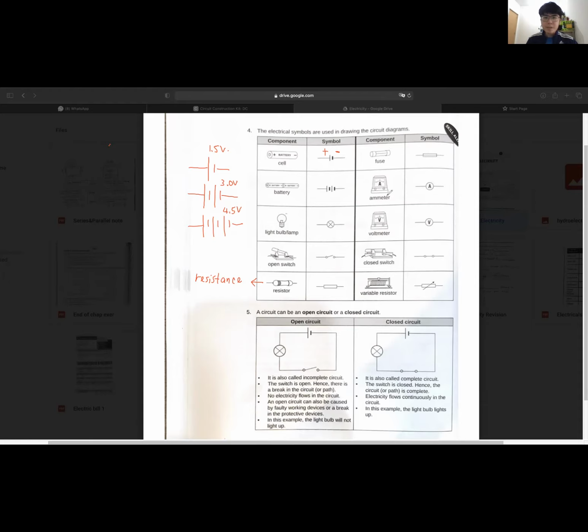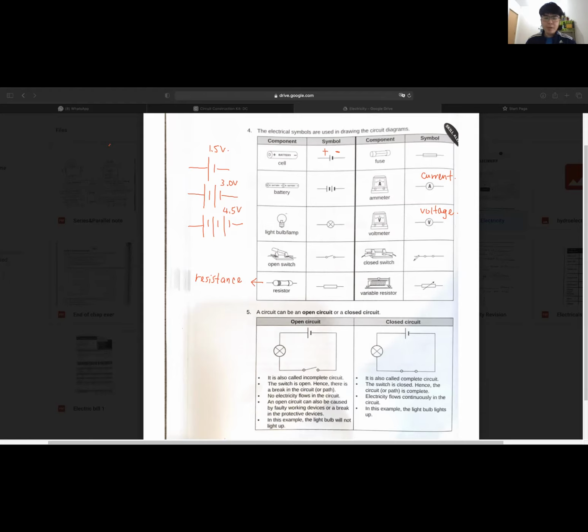The next one is ammeter. Ammeter and voltmeter: ammeter is used to measure the current in the circuit, and voltmeter is to measure voltage in the circuit. Now, the difference between current and voltage will be discussed in the following part. We'll save it for later. Here we are just looking at the component and the function of each component.